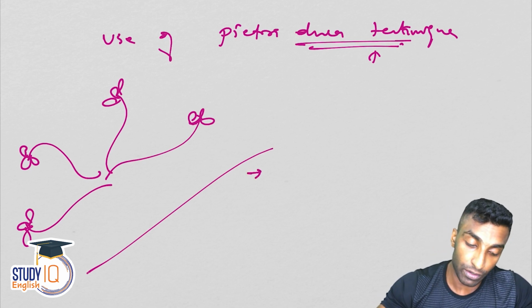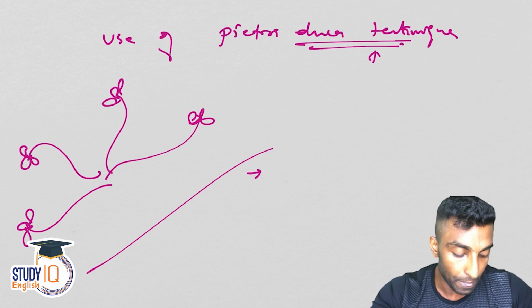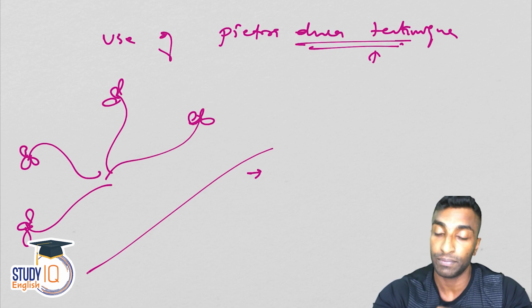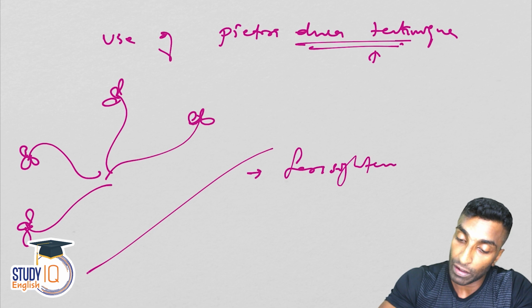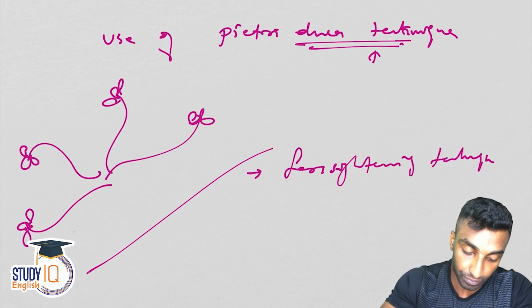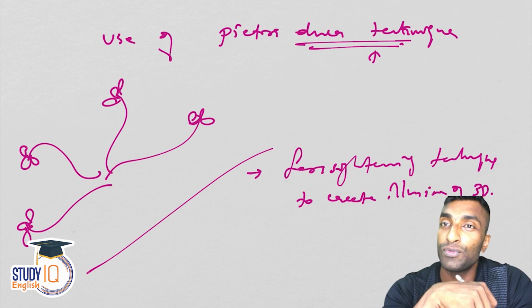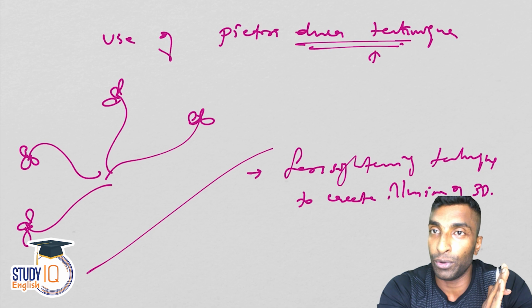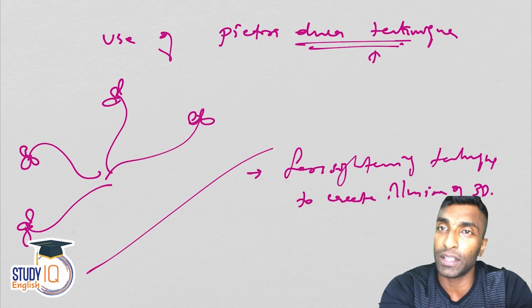Next one is also one of the important features, use of foreshortening technique to create illusion of 3D. So you can just write that, use of foreshortening technique to create illusion of 3D. So guys, these are the main features of Indo-Islamic architecture. We will be continuing the discussion with the other things and with the development and everything, but this is something which you need to know.